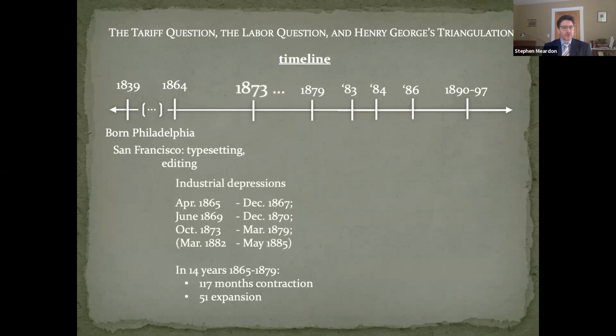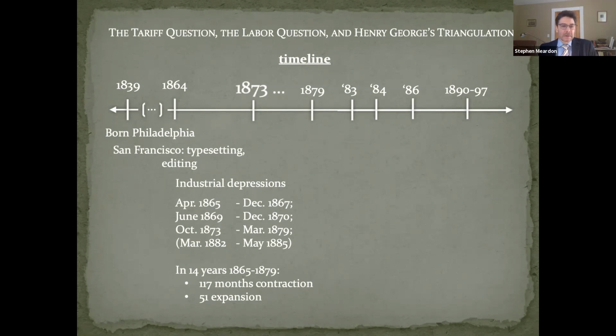The timeline looks like this. I'll go through it really quickly. George was born in Philadelphia in 1839. He went west. He was an autodidact. He studied, took up typesetting and periodical editing in San Francisco. It was in California that he witnessed the beginning of a series of industrial depressions that was the context for his magnum opus, Progress and Poverty, in 1879.